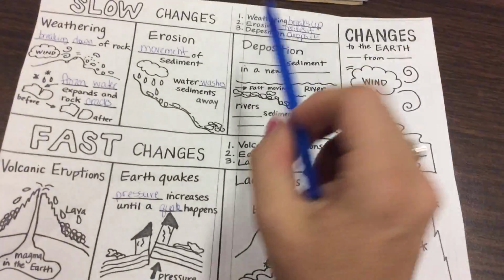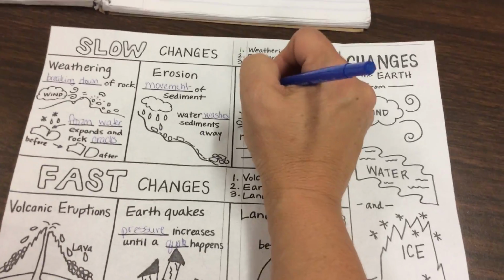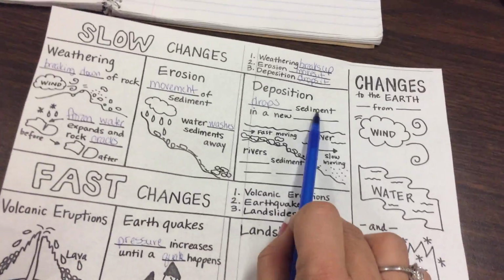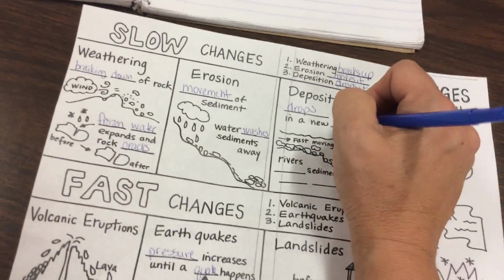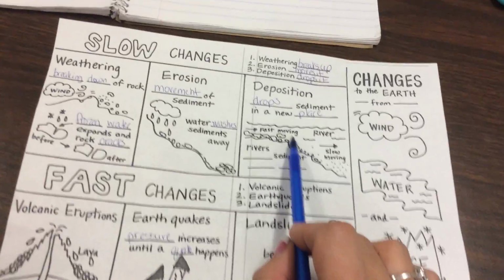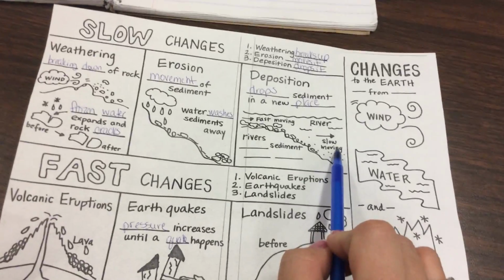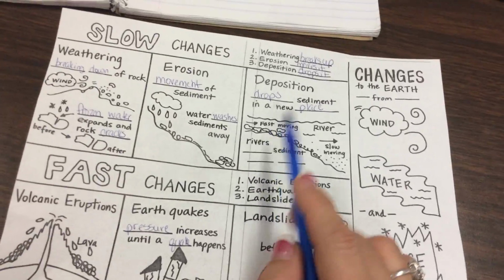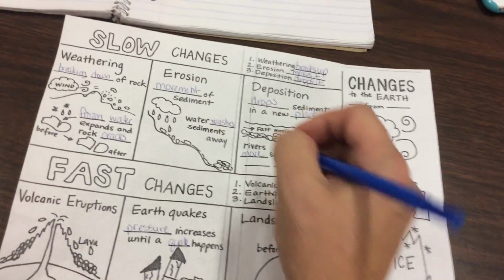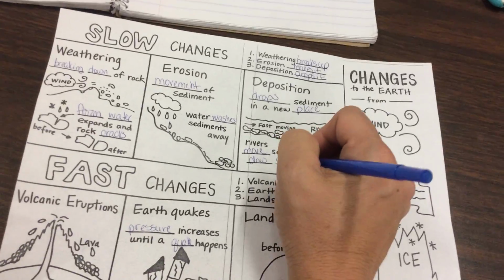The last part is deposition. Deposition is where sediment is dropped in a new place. So the fast moving rivers taking the sediment, dropping it at the mouth, forming our delta. Rivers move sediment downstream.